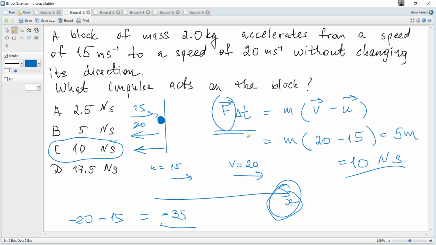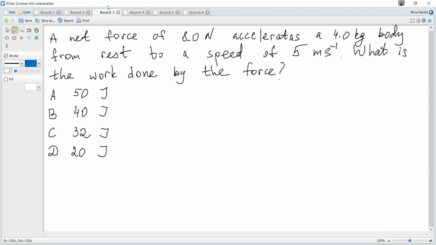And the next. A net force of 8 newtons accelerates a 4 kilogram body from rest to a speed of 5 meters per second. What is the work done by the force? First of all, there is no friction, and we can apply the law of conservation of energy, so work done will be completely transferred into kinetic energy. There is no change in height, so no potential energy, so work done will be transferred into change in kinetic energy.